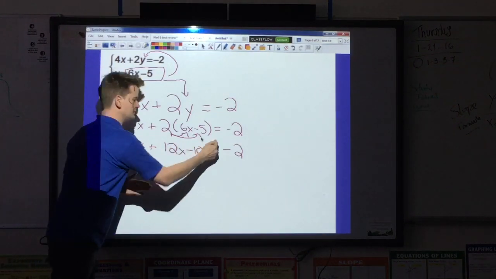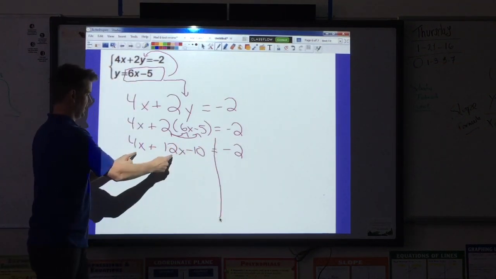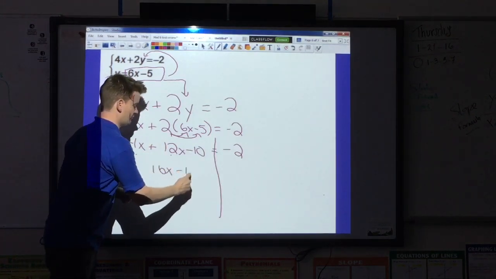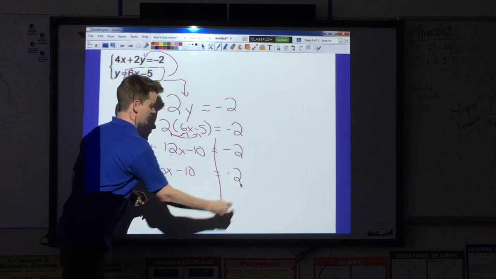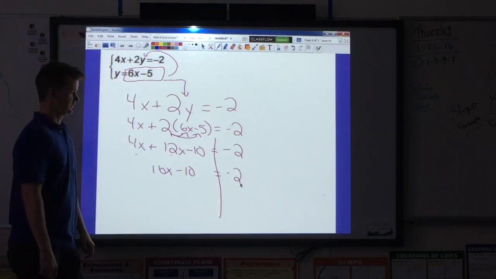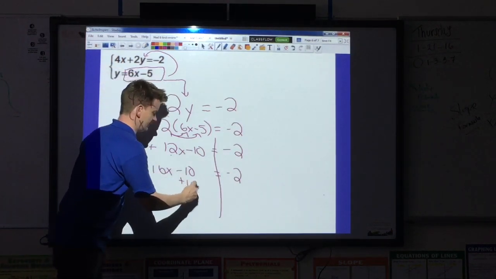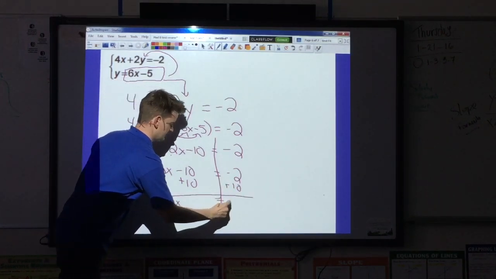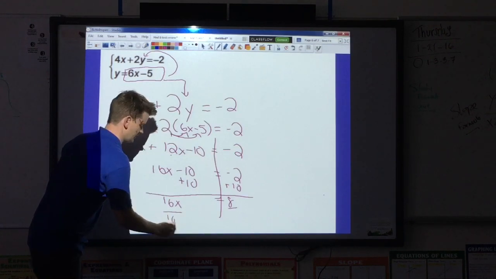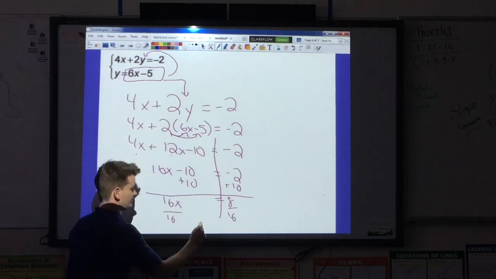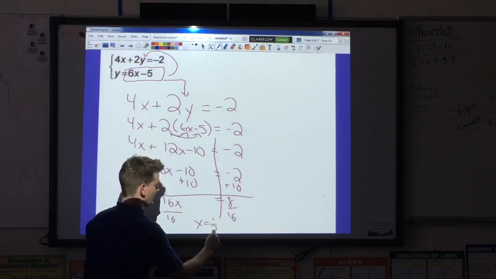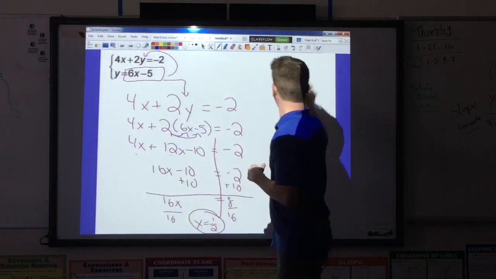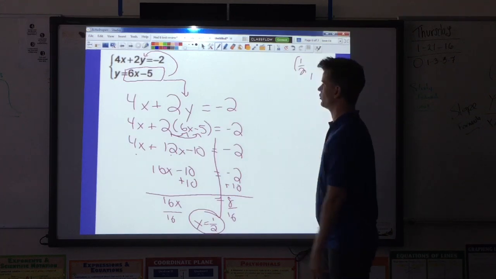I now combine terms if I can. I can combine these two x's, 4x and 12x gives me 16x. I bring down the negative 10, I bring down the negative 2. Inverse operations, I add 10 to both sides, and I'm going to get 16x is equal to 8. I now divide both sides by 16, and I'm going to find my x. My x is equal to 1/2. So I have half the solution, x is equal to 1/2. I'll write that here as my coordinate pair.